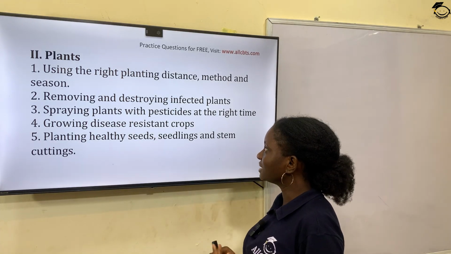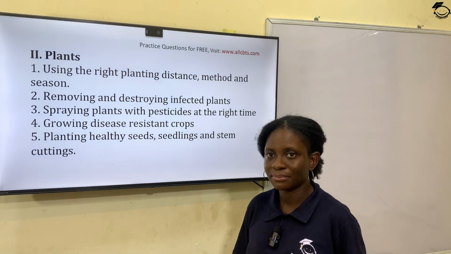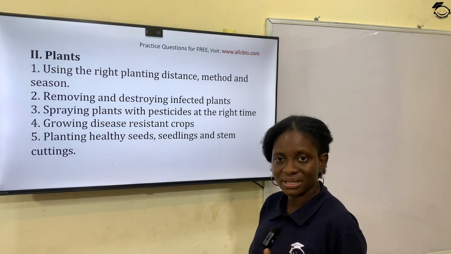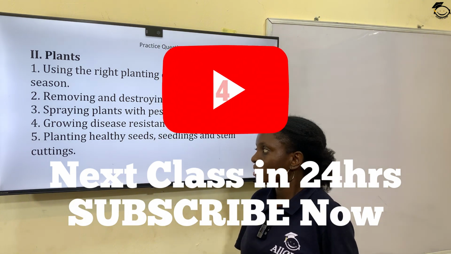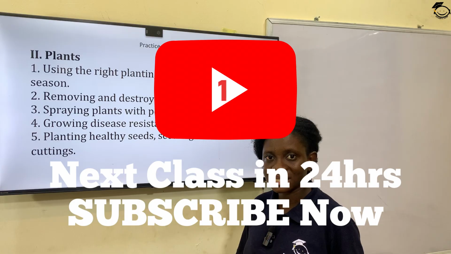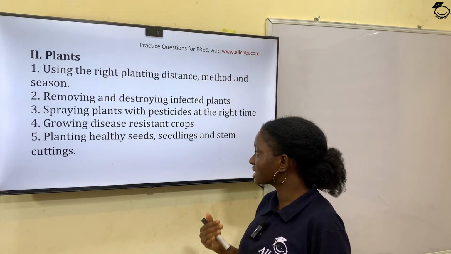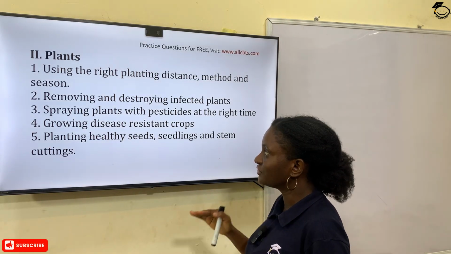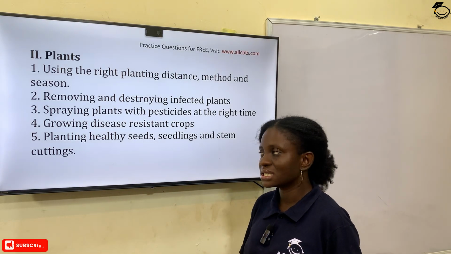2, removing and destroying infected plants. Any plant that is infected by pests should be removed. 3, spraying plants with pesticide at the right time. Also 4, growing disease-resistant crops like rice, wheat. Those are disease-resistant crops. 5, planting healthy seedlings and stem cuttings. So these are the various ways to reduce or prevent viral diseases in plants.